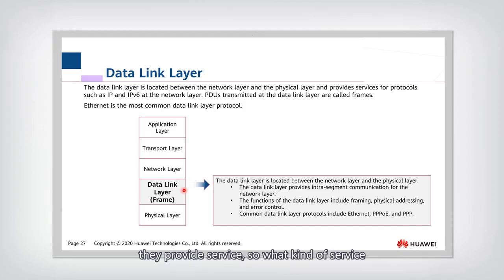So what kind of service do they provide? They can provide intra-segment communication and the other functions of the data link layer. For example, they can do framing: they can cut a long packet into several small frames, give a physical address for each packet, and do some basic error control. Typical data link layer protocols include Ethernet, PPPoE, and also PPP.